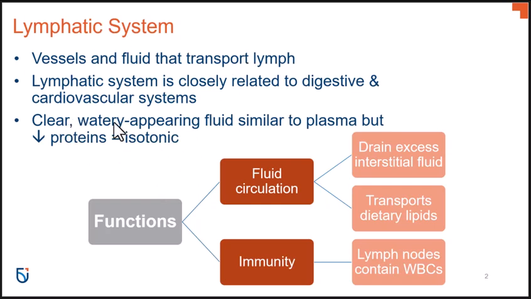So what have we covered on this slide? We had said that the lymphatic system has vessels and it will pick up fluid, and we call that fluid, once it's within the vessels, lymph. The lymphatic system is related to the digestive system, as I had briefly mentioned, with the transport of dietary fats, and it's related to the cardiovascular system by draining excess fluid, that interstitial fluid found within cells. And the other component is immunity, and this is where our lymph nodes that contain white blood cells help fight off infection.